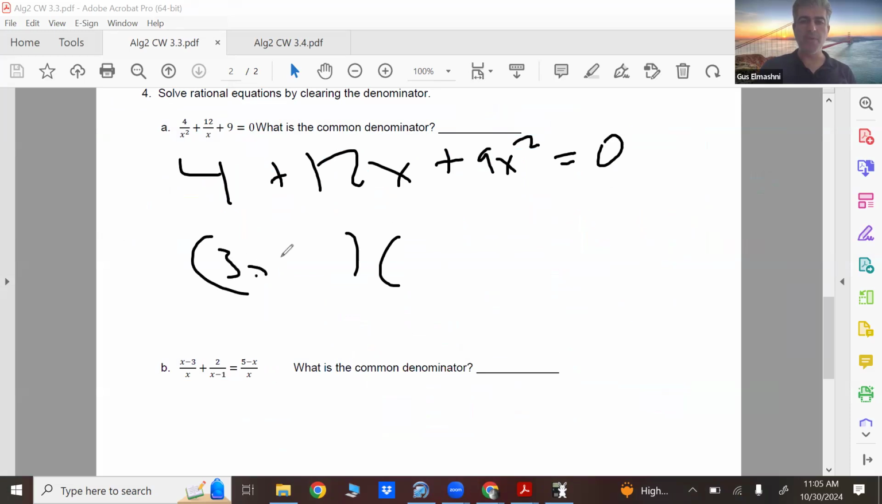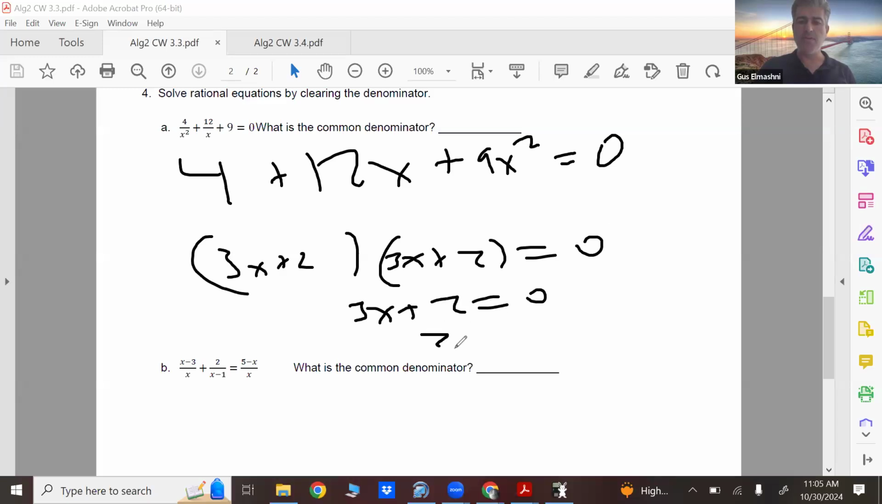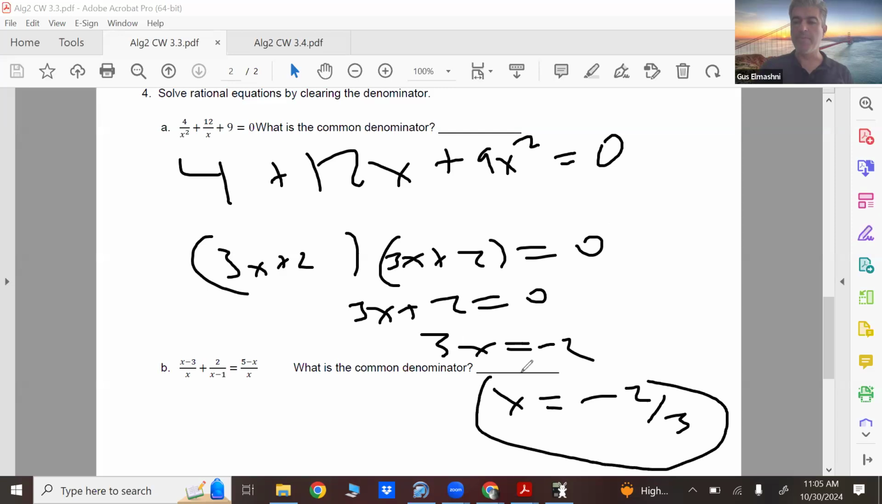3x plus 2, 3x plus 2. We talked about this. So if that equals 0, what does x equal? Subtract the 2, divide by 3, which is negative 0.666 repeating. So the graph confirms it, and we confirmed it algebraically. Now we feel better about our answer.